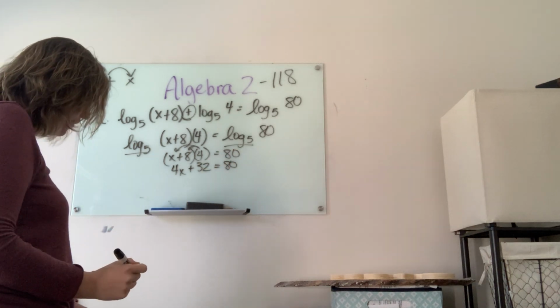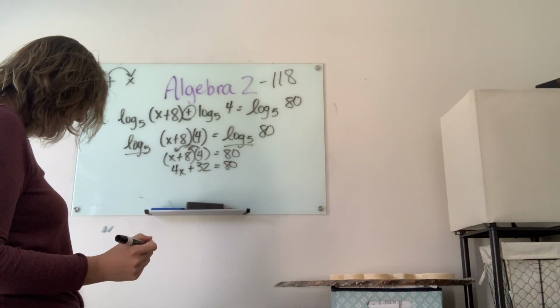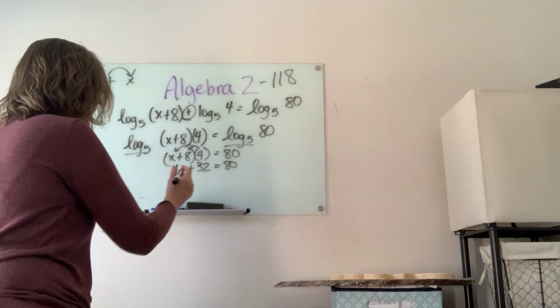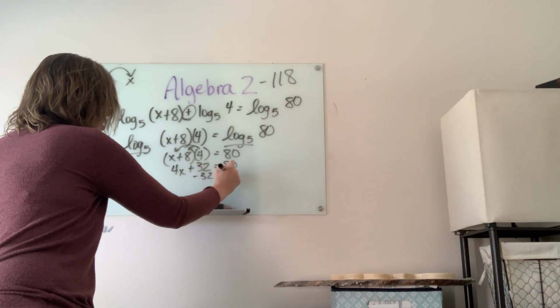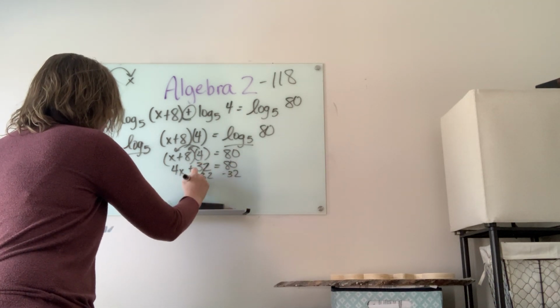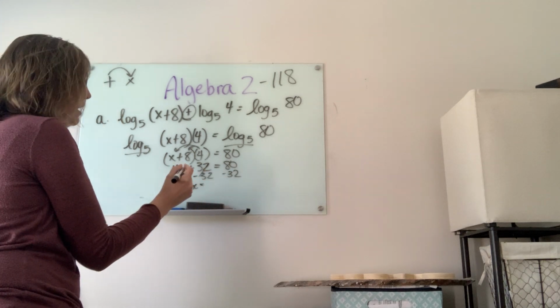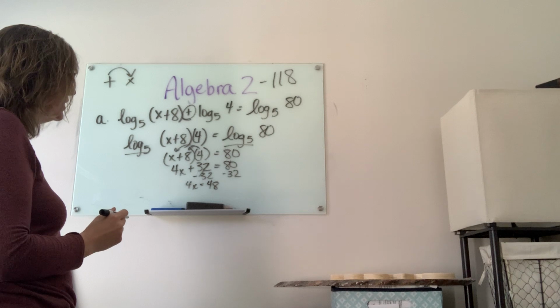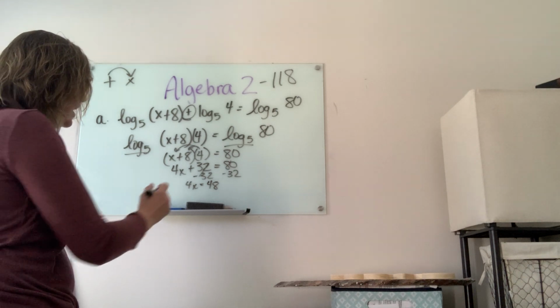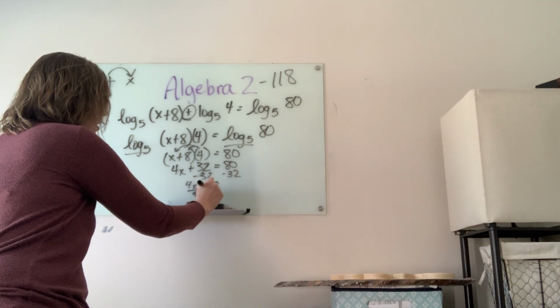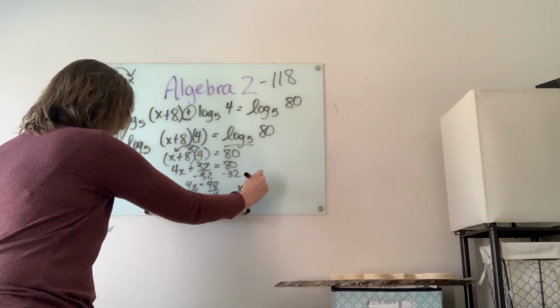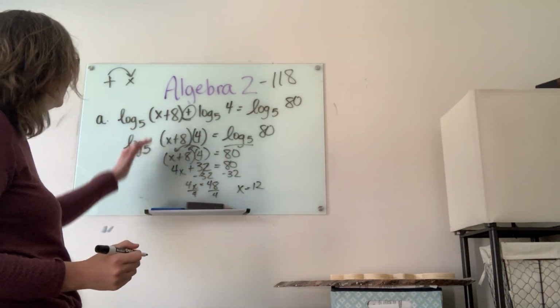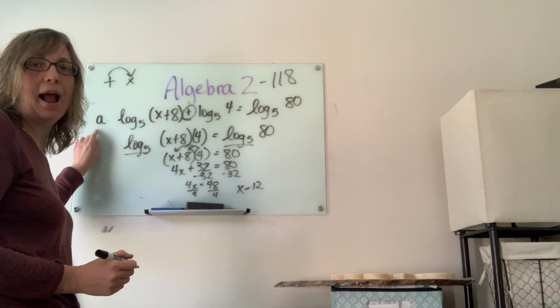Now I'm going to solve that, and I'd love for you guys to solve that at home as well. So I'm going to subtract 32. So 4x equals 48, because I borrowed from the 8, got 7, so that'd be 48. Divide through by 4. So therefore x has to equal 12. So that's our practice A.